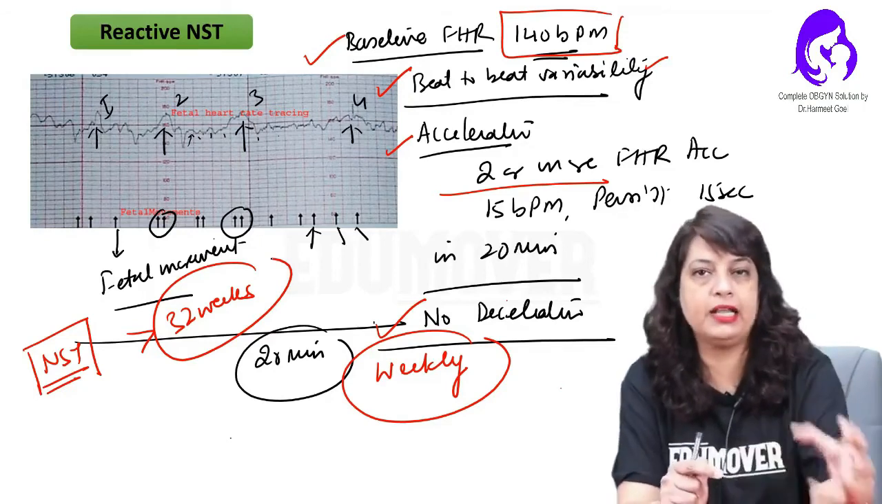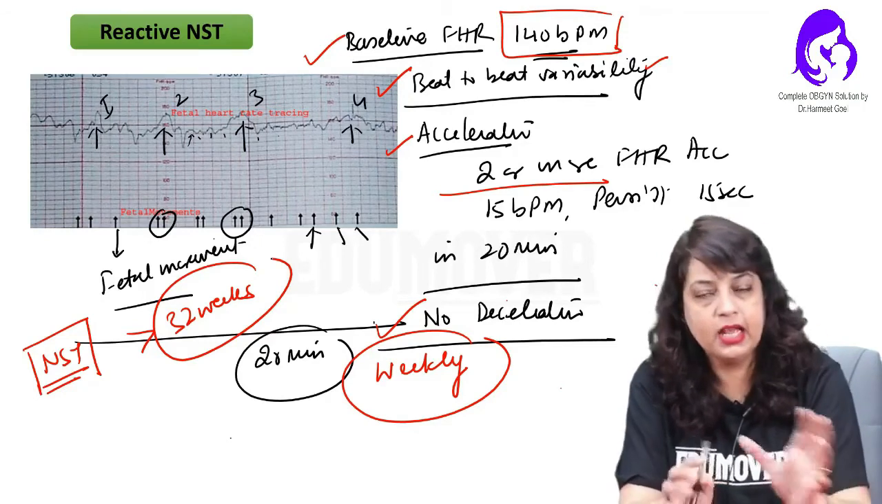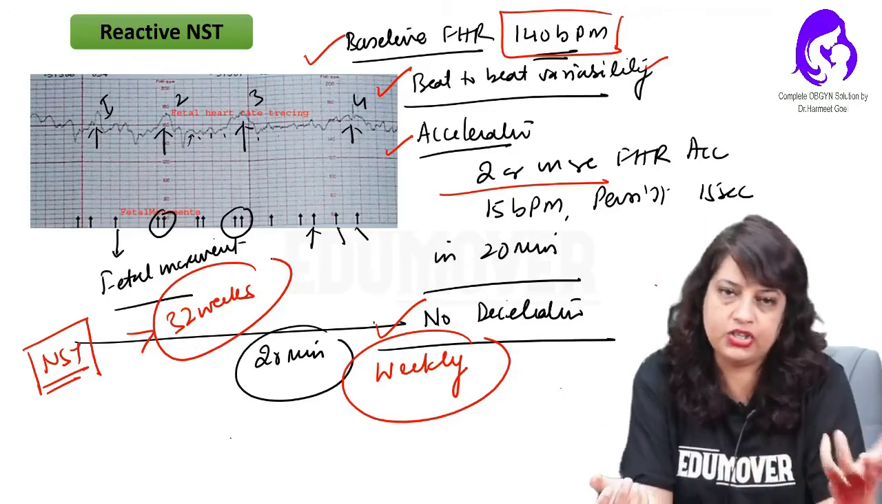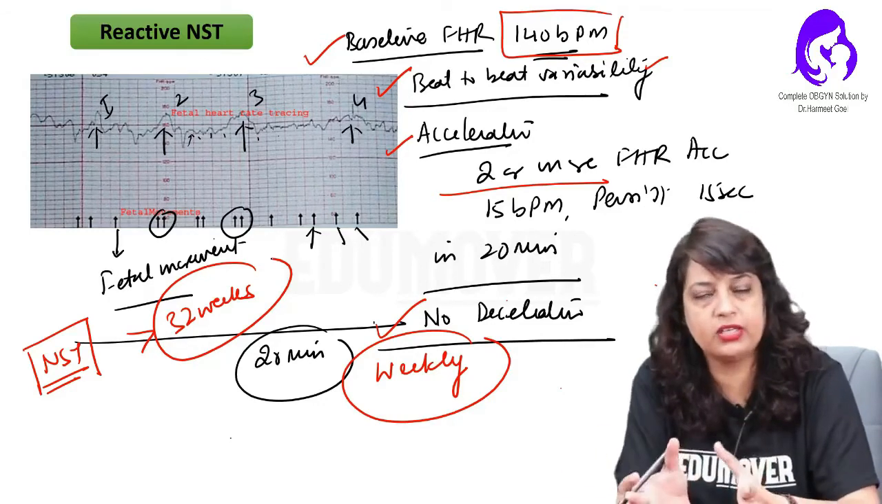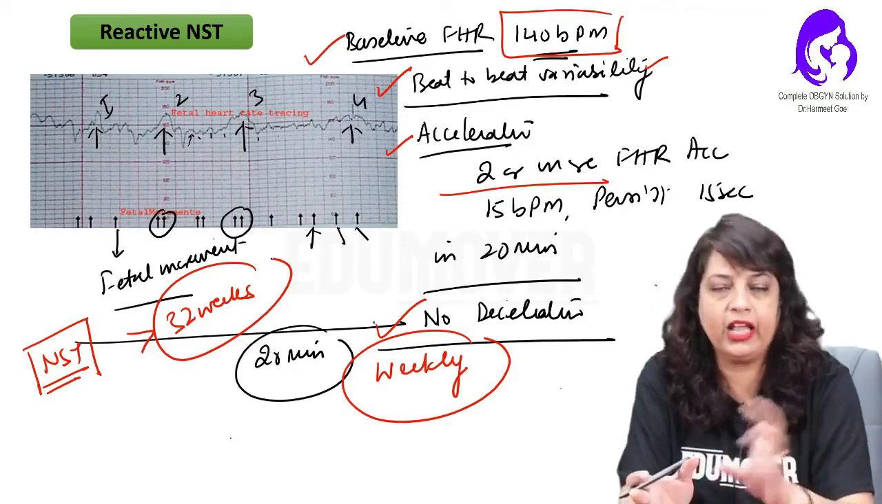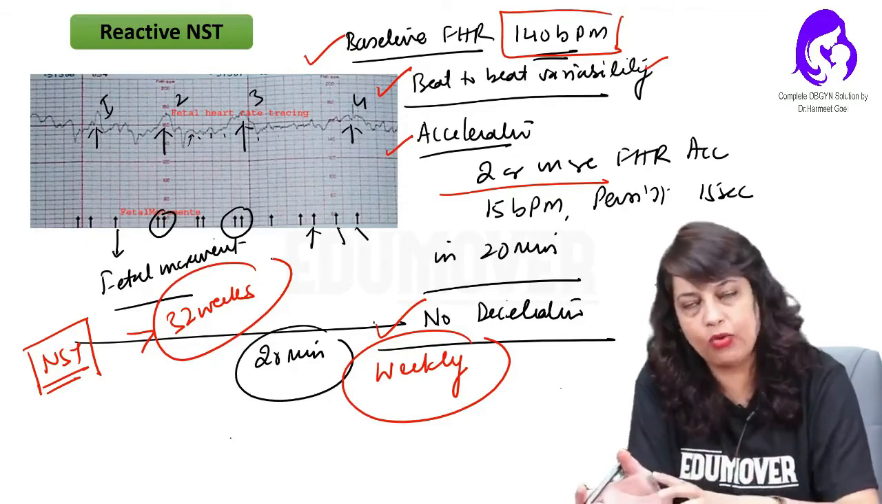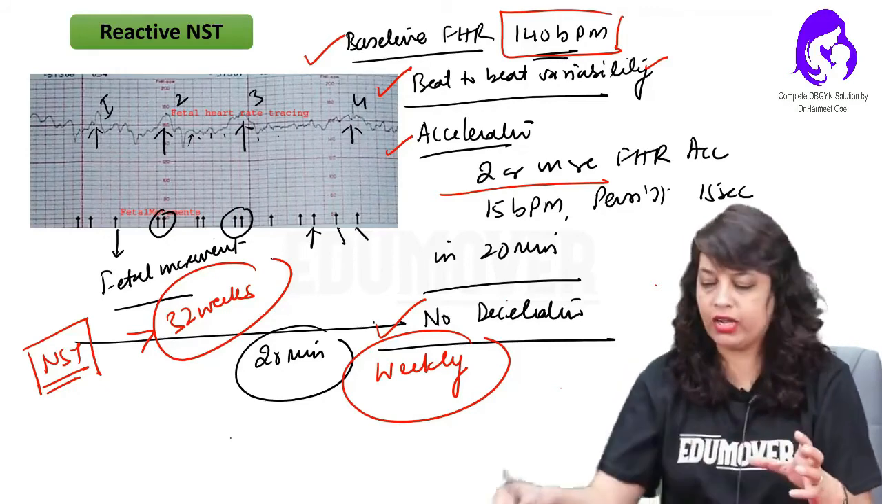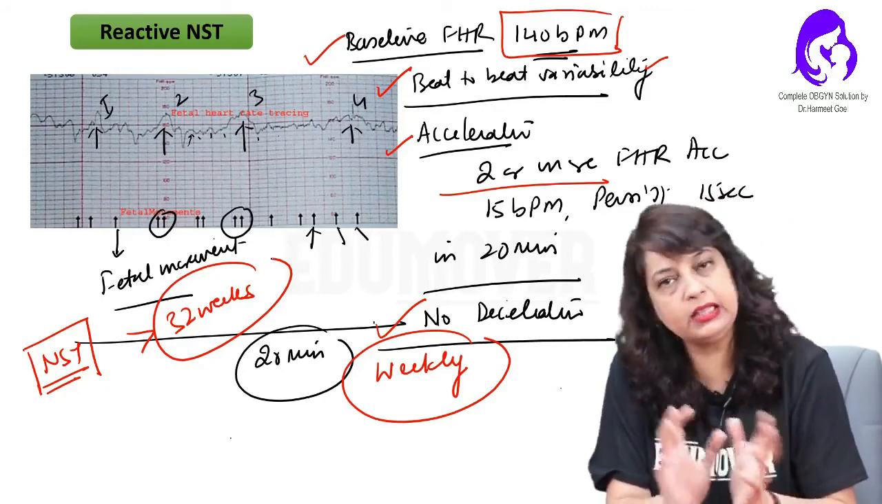So the pregnant lady is called and NST recording is done, and if everything is fine, just give basic antenatal advice and send her home, and we instruct her to check the DFMC, daily fetal movement count. Then next week she is called and again NST recording is done, and we continue this till 37 weeks.